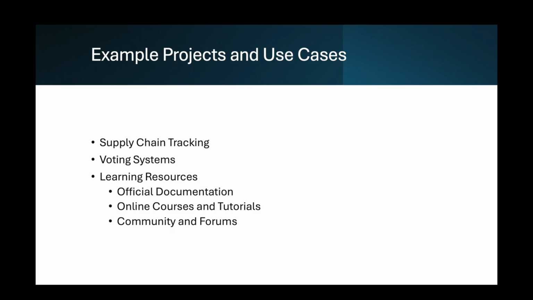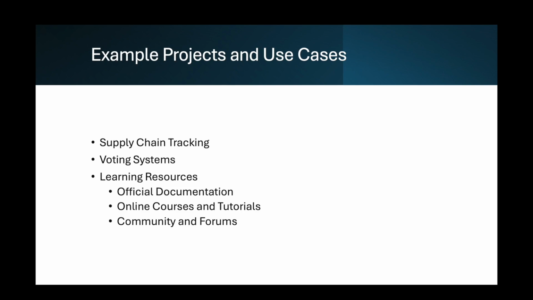Example projects and use cases. Supply chain tracking. Utilize blockchain to create a transparent and immutable ledger for supply chain operations, enabling real-time tracking of products from manufacture to delivery. Voting systems. Develop a decentralized voting application that ensures security, transparency, and immutability of votes.